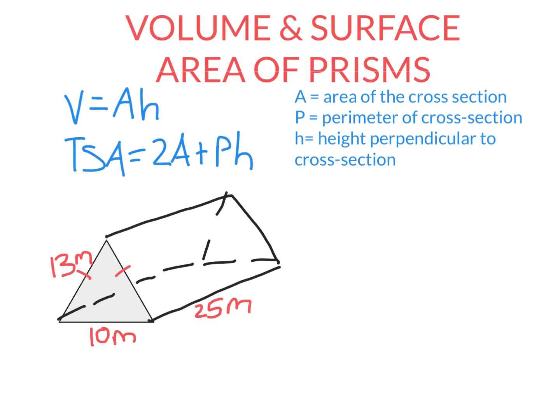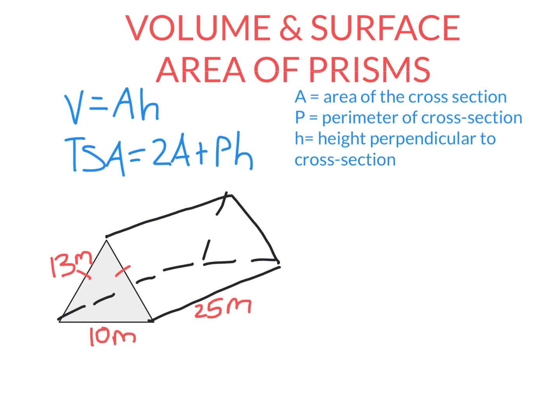Thank you so much for tuning into this video in which we will look at the volume and surface area of prisms. So firstly, you need to be able to identify a prism. You probably know a prism is a 3D shape and that this here is a prism. So what makes a shape a prism?